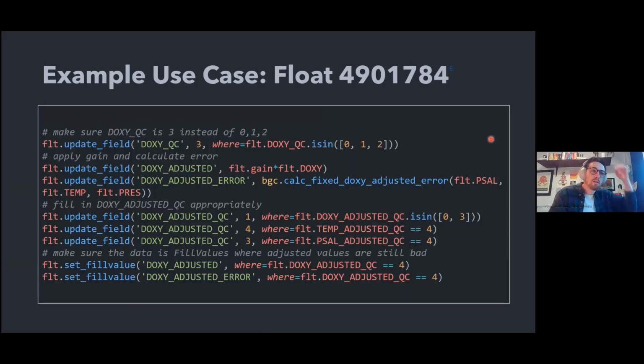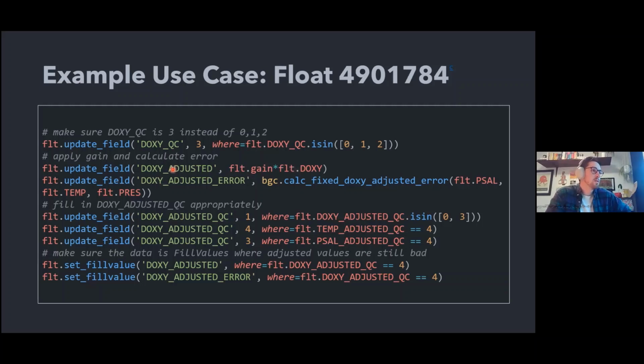Some of what I do here is redundant in the flagging, but that makes me feel safe. Like I said, oxygen should be flagged as 3 by default. This float was not in some cases, and so I am fixing that. I'm saying make my DOXY 3 if it is currently 0, 1, or 2. Then I'm going to apply the gain. So I'm saying update field, I want DOXY adjusted to be populated with my gain times my raw DOXY.